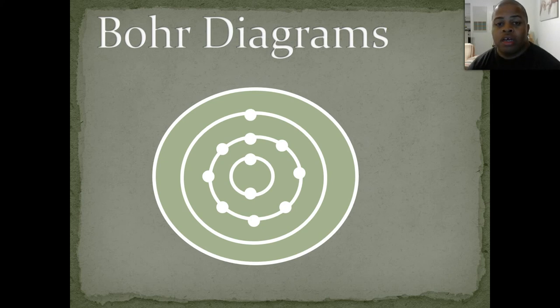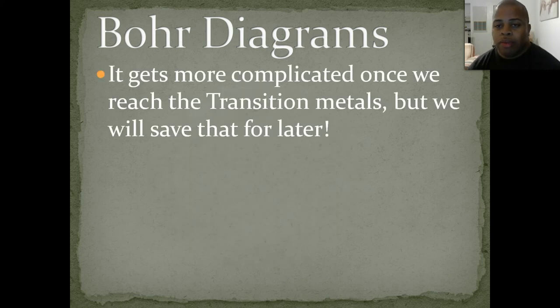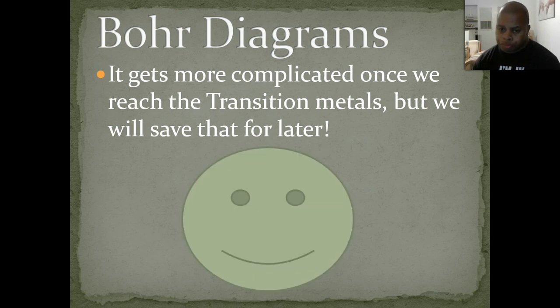Let's keep filling. 1, 2, 3, 4, 5, 6, 7, 8. Now I have 18 represented, but I have 19 electrons total. So on my outer ring, I only have 1 electron to worry about here. Okay, now this will be my Bohr diagram for potassium. Not bad. Now, when we deal with the transition metals, it gets a little bit more complicated, but that's why we always save that one for much later.